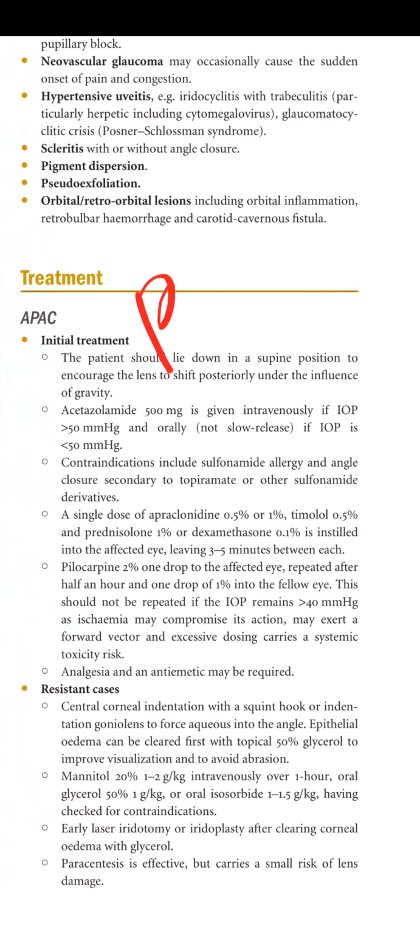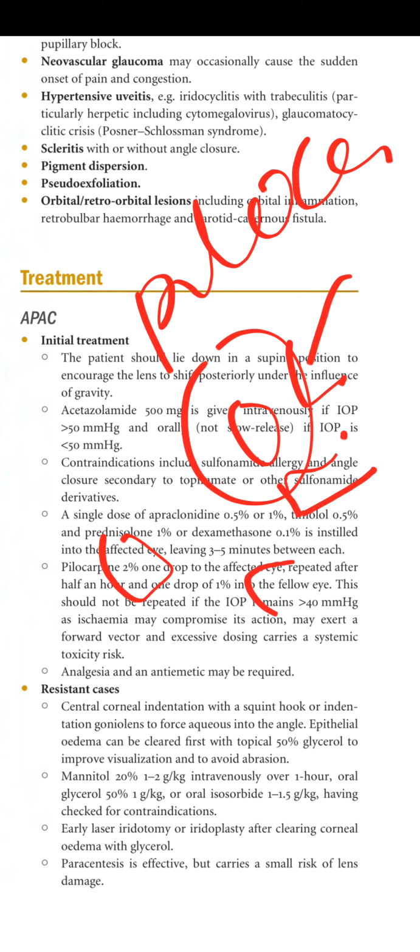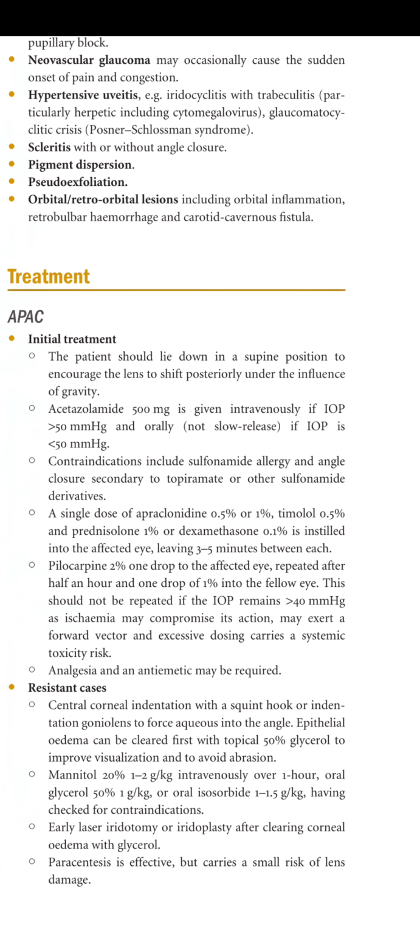So basically pilocarpine is given to induce miosis, 2% 1 drop into the affected eye, and after 1 hour we repeat it, and if the IOP remains greater than 40 millimeter mercury, we do not give it. Analgesia and antiemetics are required because a sudden increase in intraocular pressure can make the patient nauseated. In a resistant case, do central corneal indentation with a squint hook or indentation gonioscopy lens to force the aqueous into the angle. Epithelial edema can be cleared first with topical 50% glycerol to improve visualization and to avoid abrasion.